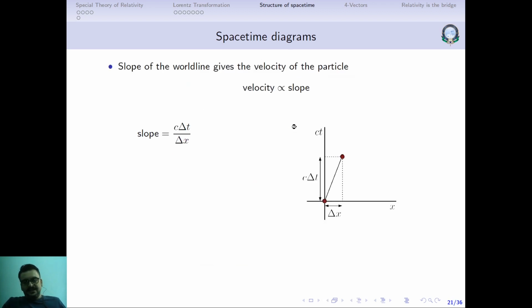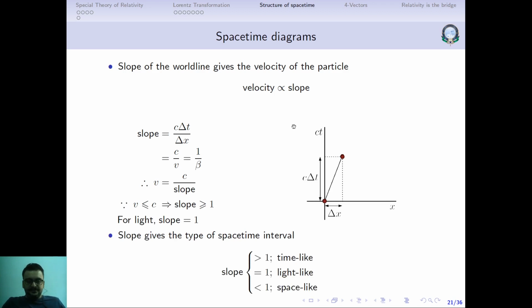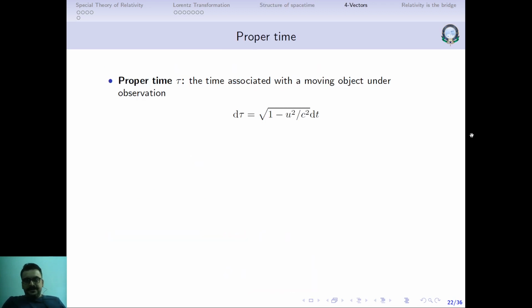So a very illuminating discussion on this is actually given in Griffiths. I strongly suggest that you go through this to get a better understanding of the nature of causality. Okay, so the next important concept in the structure of space-time is called proper time.